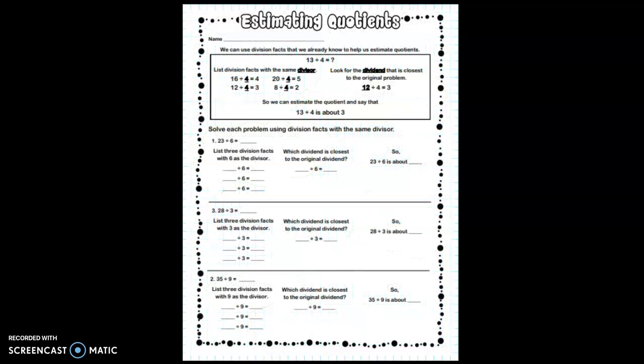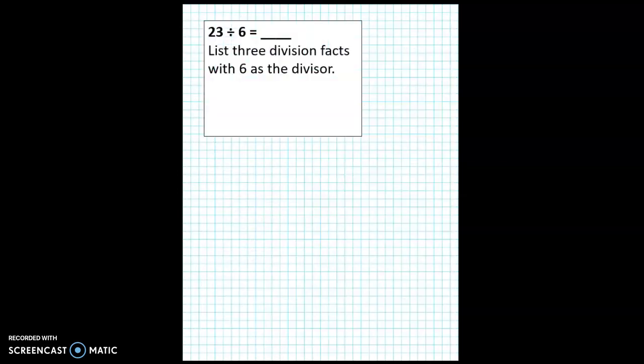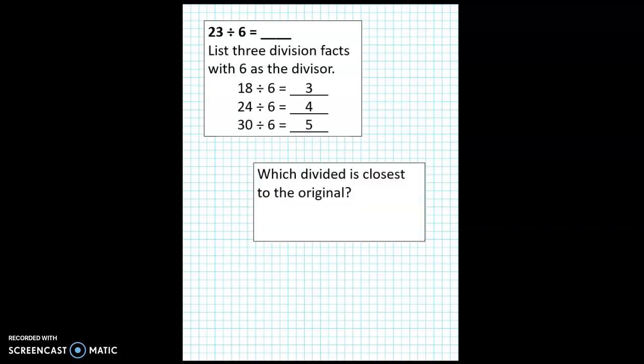Look at your examples. 1, 2, and 3 are what we are going to work through. First, example 1, 23 divided by 6. List 3 division facts with 6 as the divisor. Think of your multiples. What are your multiples of 6 that are close to 23? 18 divided by 6, 24 divided by 6, and 30 divided by 6.